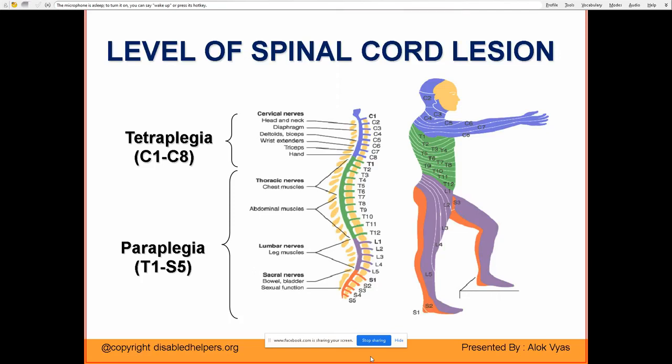Okay, so I have shown you the example of the flexion injury, in which the head is going and hitting in this direction.